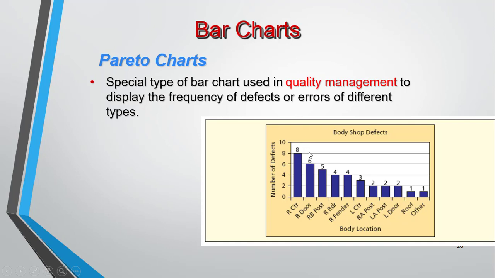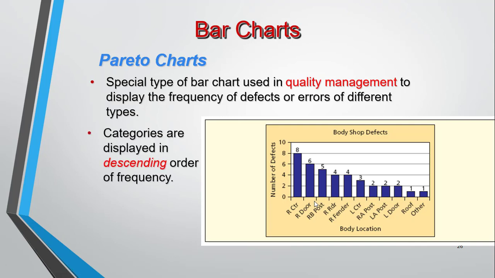Using a Pareto chart, they can quickly identify which parts account for the most defects, and then they work on the first two or three to try to eliminate those defects and improve quality. So this is a widely used tool in quality management.